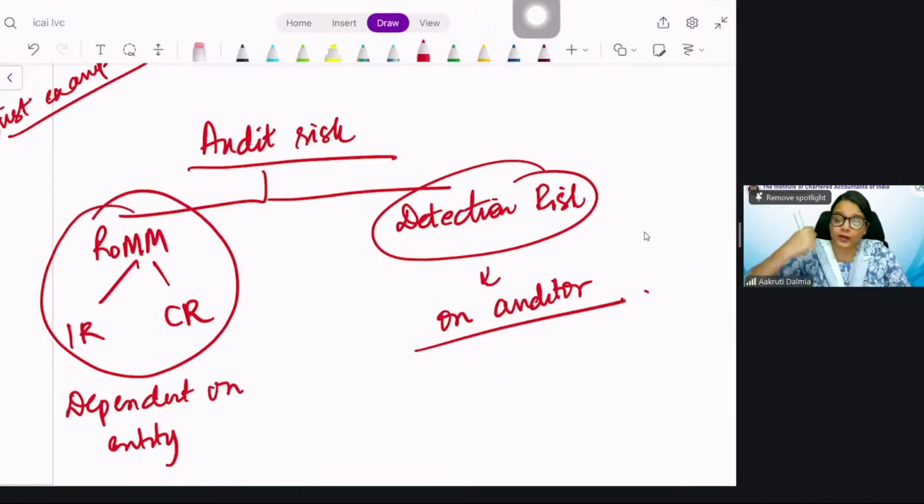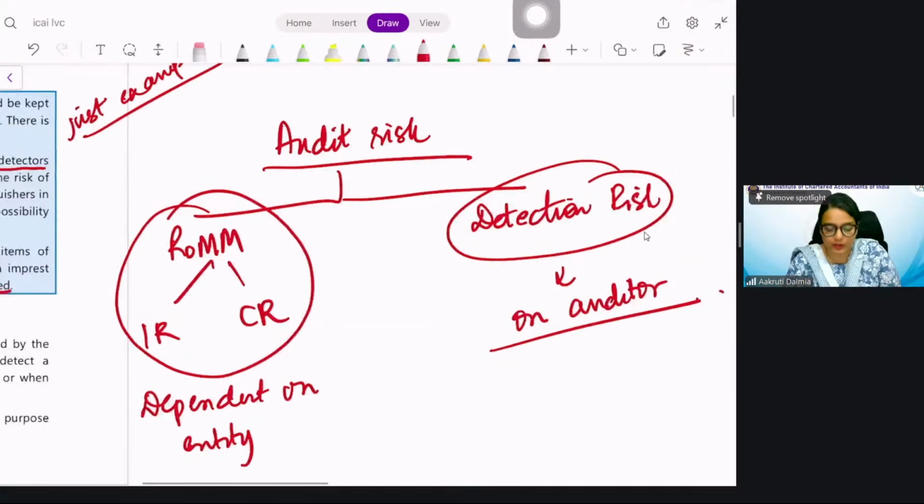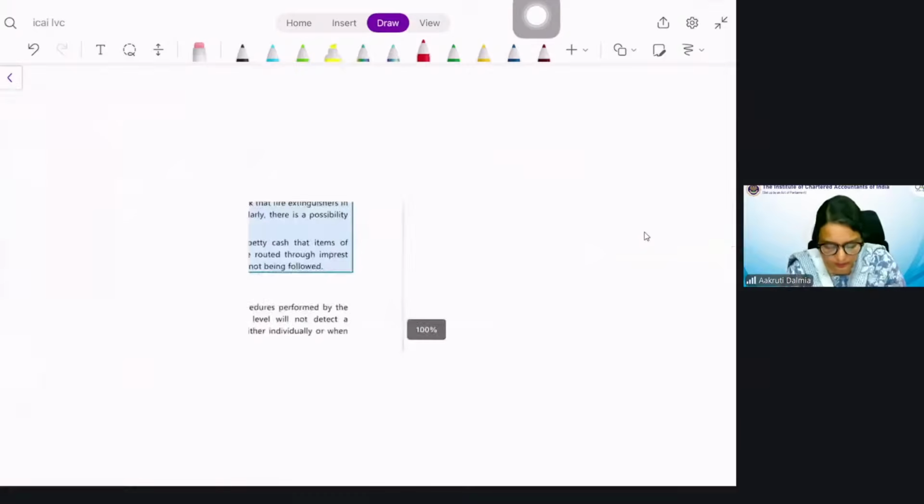You cannot write SA 200 in every answer. Only when it is written in the book, you can write SA 200. So wherever it is written, you write.